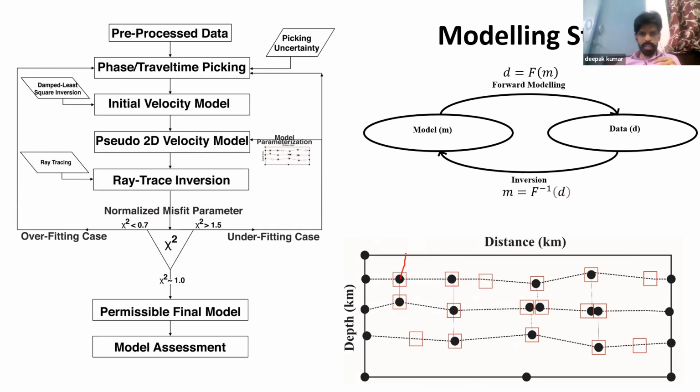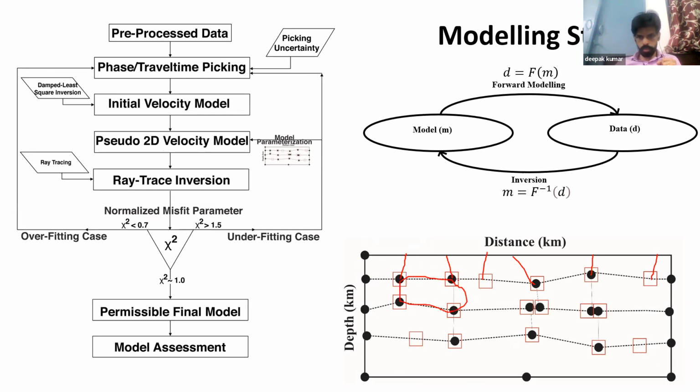See, I divided this as one trapezoid, then this is another trapezoid, then another trapezoid. It could be of any shape, depending on how your rays are generating for which kind of shape. So what we did, we divided this particular layer into different trapezoids. So you can see here also, there is one trapezoid.